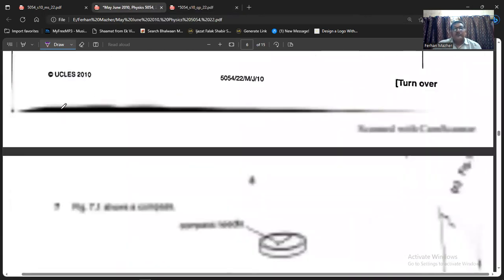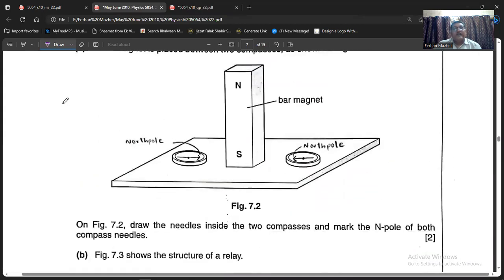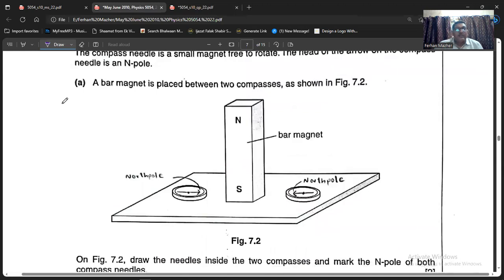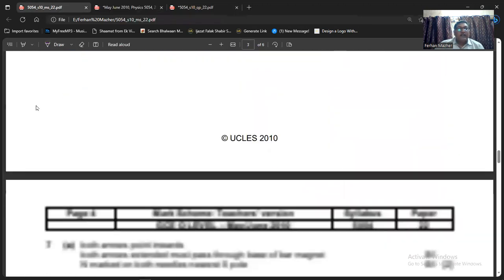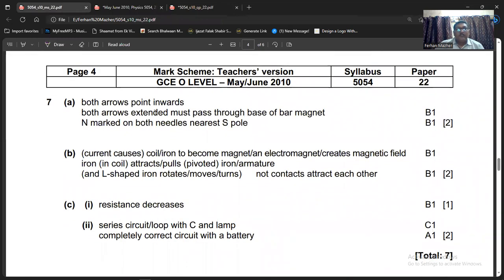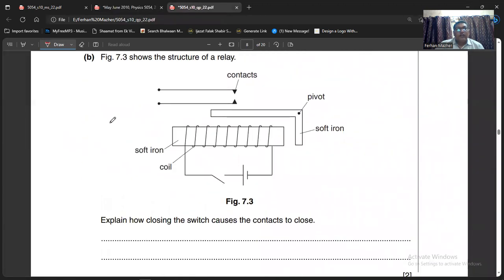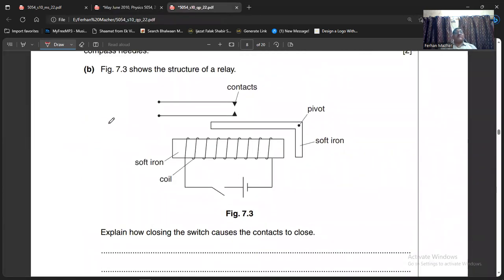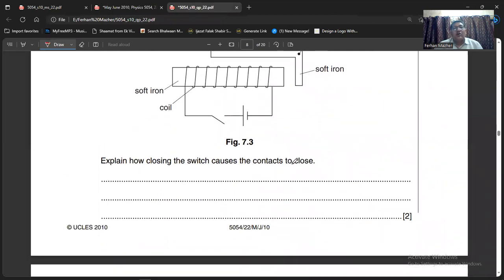So let me show you here also, we have done. Here you can see the North Pole, we have shown this also. This is the marking scheme, question number 7. This is the question. Then the question is question number 7b part. Figure 7.3 shows the structure of a relay. Explain how closing the switch causes the contacts to close.